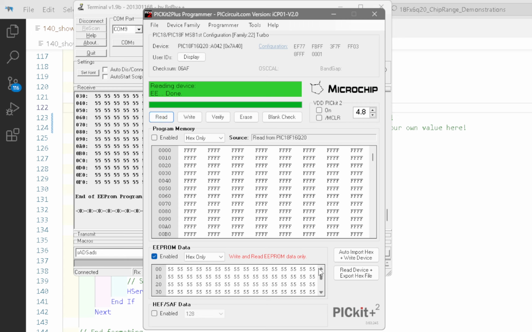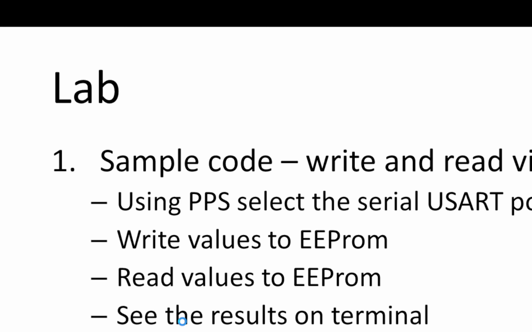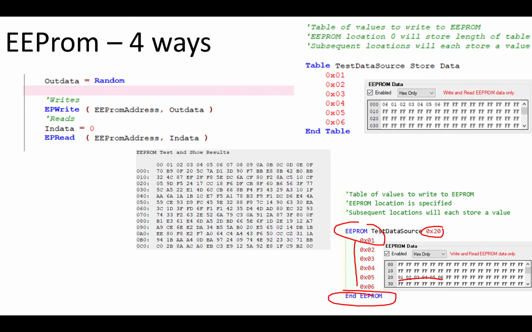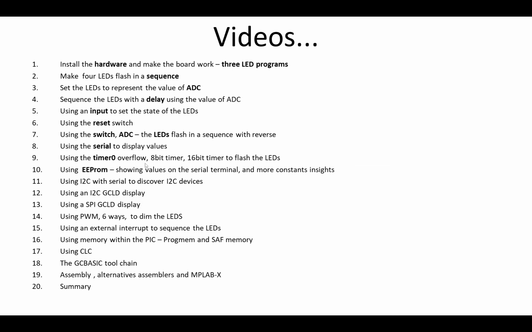Okay, there we go. We got EPWrites, and as I said before, there are other methods of doing it, but it's extremely simple. So what I wanted to show you was this method here, one of the 4 ways that we've got, and you can play with the others as you see fit. So that's EEPROM showing values on the terminal and some constants that are available to you. And the next video will be I2C, and we'll discover some I2C devices. Be great fun. And then we'll move on to GLCDs.